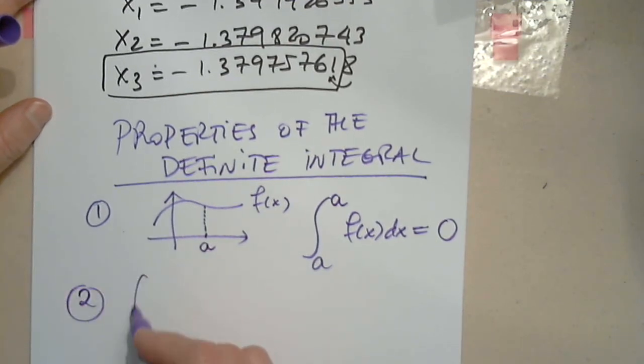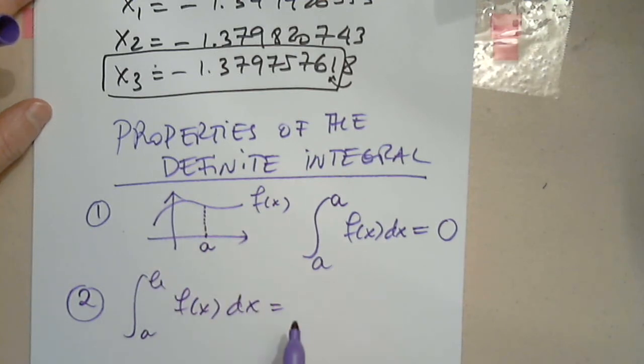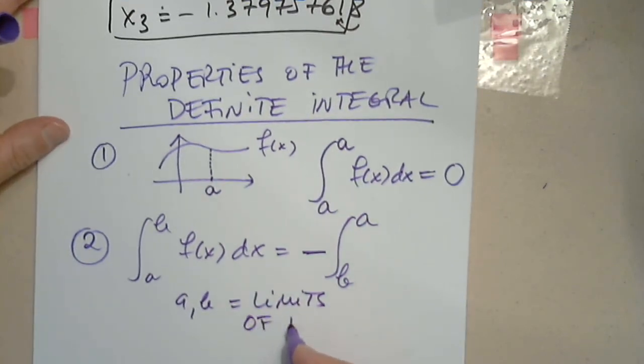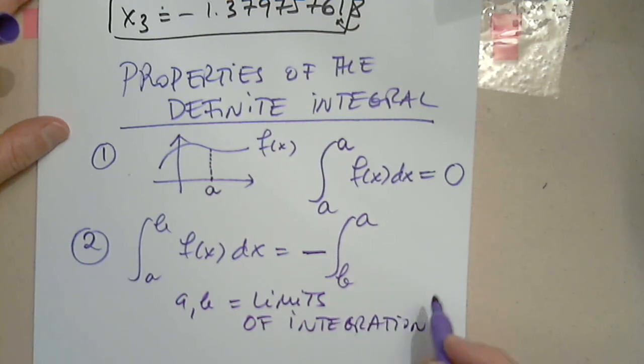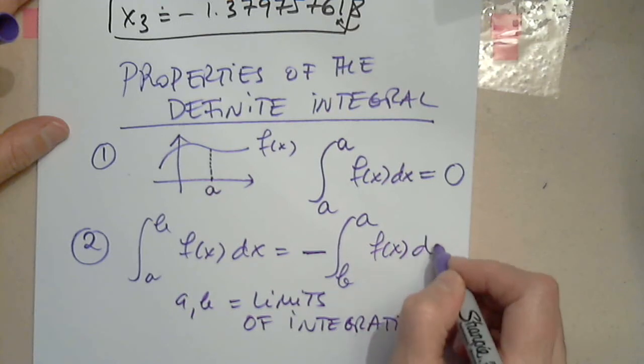And number two, the integral from a to b of f of x dx is the same with the opposite when I reverse the limits of integration. These are the limits of integration. So a and b are called limits of integration. Of course, f of x dx.